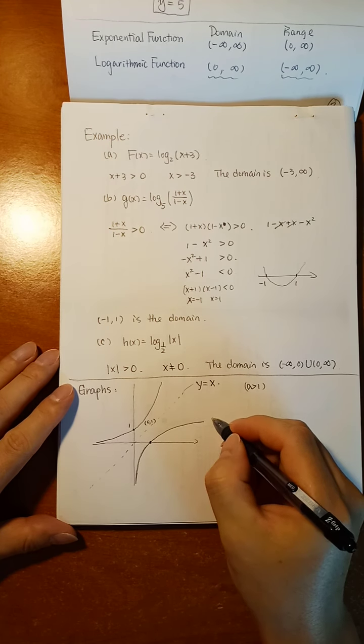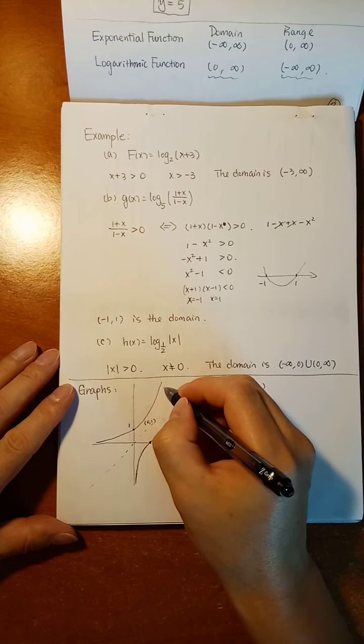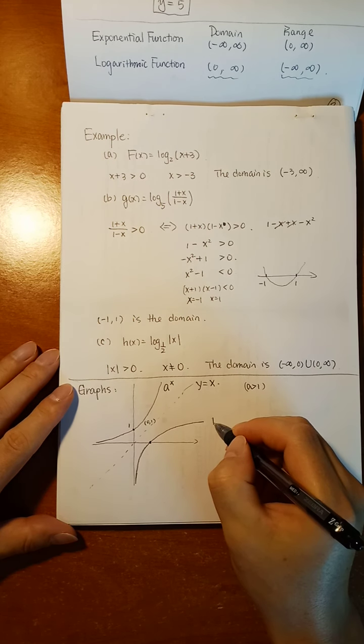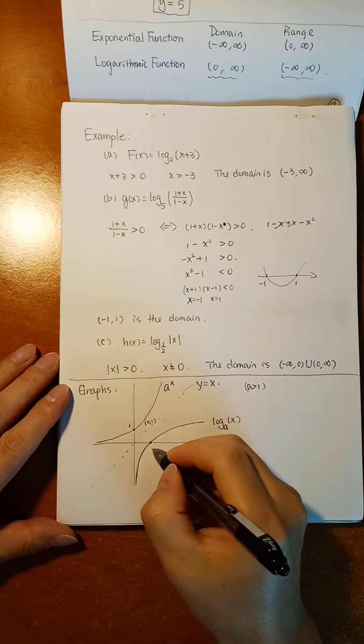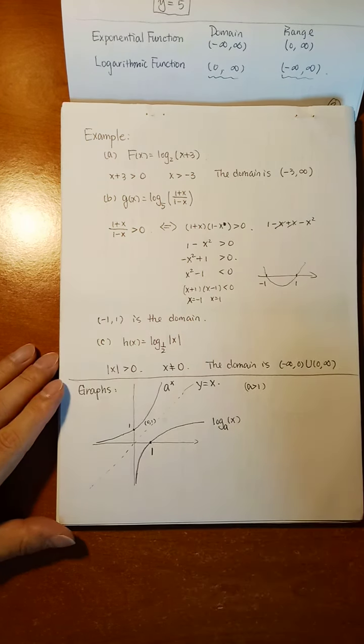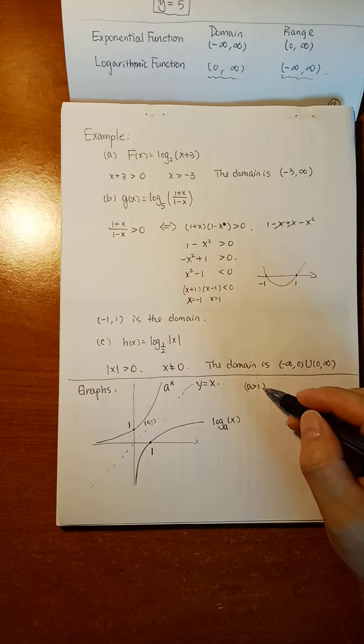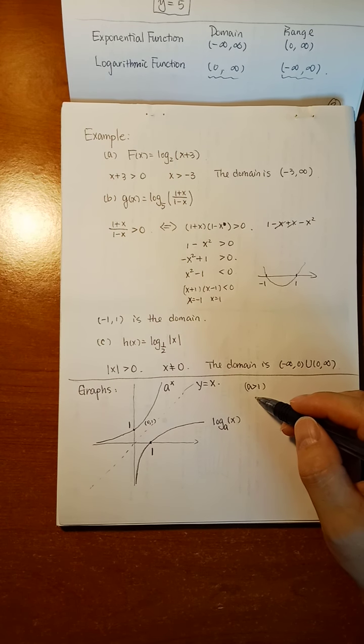Yes, this is y equal to x. This is a to the x. Then this is the graph of the logarithm to the base a of x. Here's 1, here's 1. You see, we just use the symmetry to sketch the graph of a logarithmic function when a is greater than 1. This is the case when a is greater than 1.